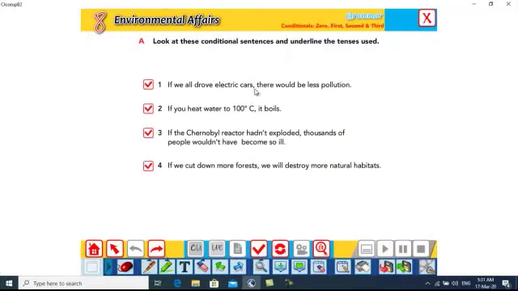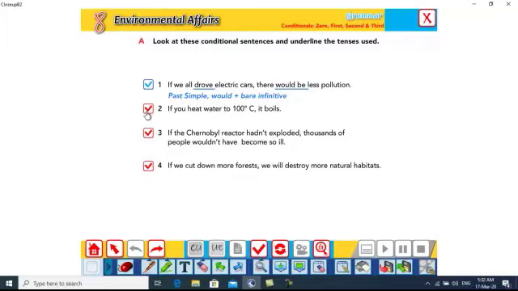This exercise is concerning the grammar lesson of this unit. It's concerning the conditionals. Look at these conditional sentences and underline the tense used. Sentence number 1: If we all drove electric cars, there would be less pollution. Here let's see the rule. If plus past simple, the other sentence would plus infinitive, and we call this the second conditional.